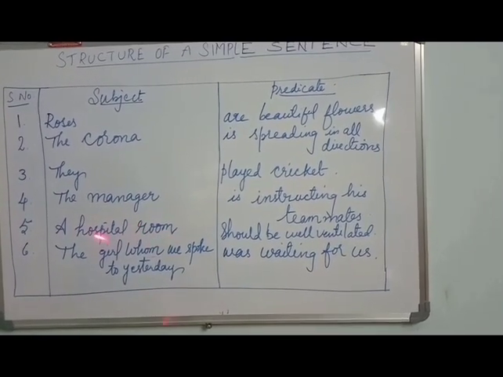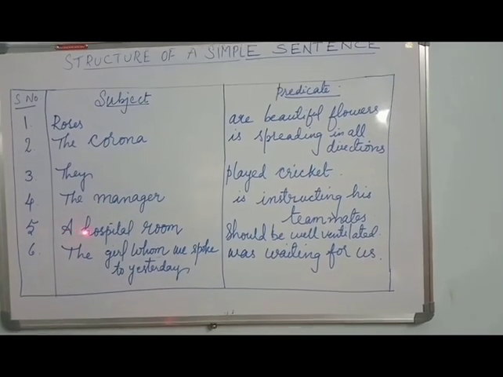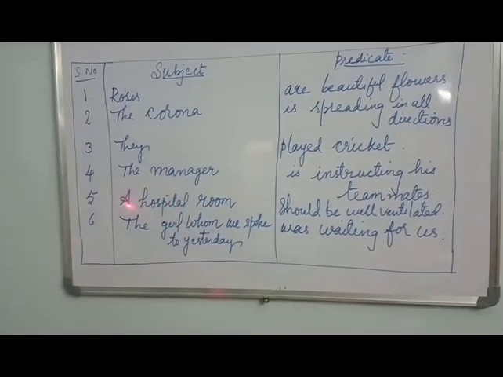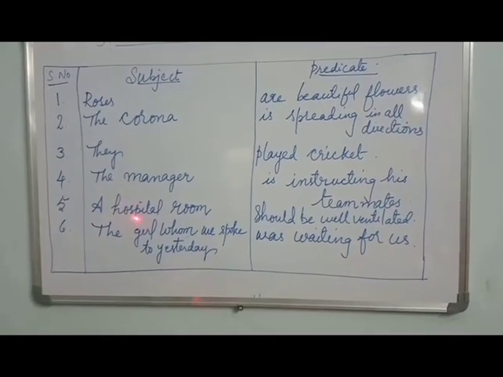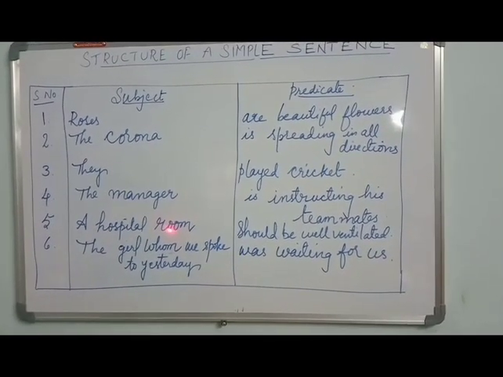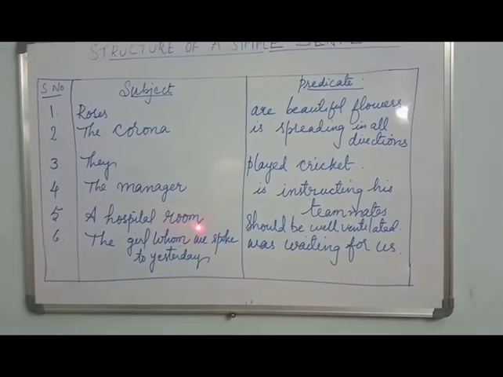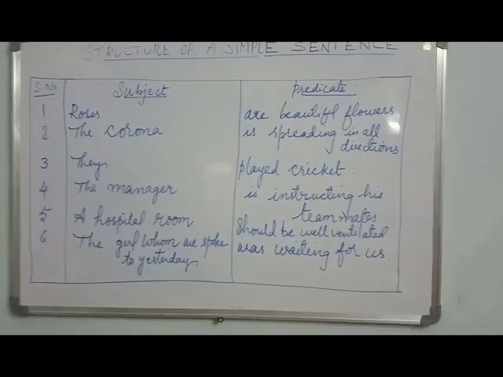Now room has some helpers. Who are the two helpers here? One is the article and the other one is hospital. A functions as the article and hospital functions as the adjective modifying the noun room. Okay, you got it clear? Now room is the subject here. It is the head subject and it has its helpers.